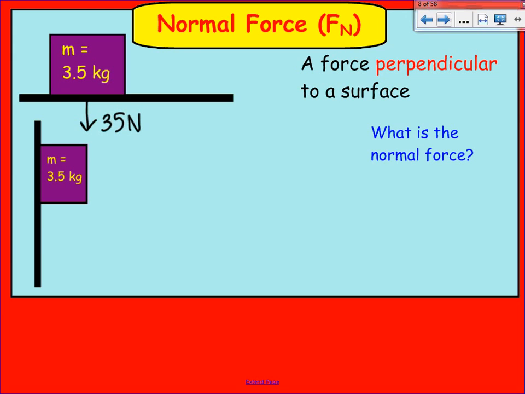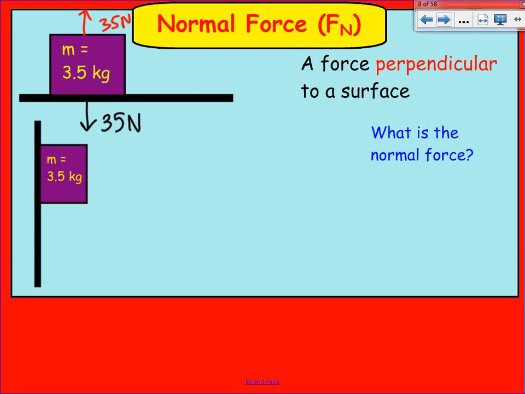And equilibrium means that the sum of the forces has to equal 0. So if I have a force of 35 newtons from gravity pulling down, the force normal that's facing directly up must be equal to that. And therefore, it's 35 newtons as well. It has to be 35 because the box is not moving, it's in equilibrium. And so the forces have to cancel out to be 0.